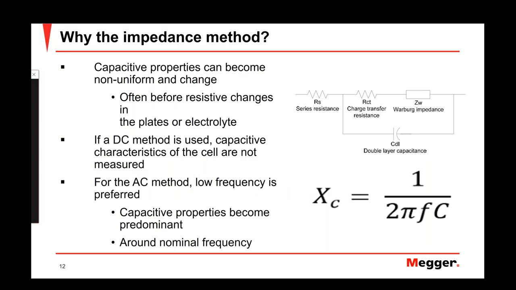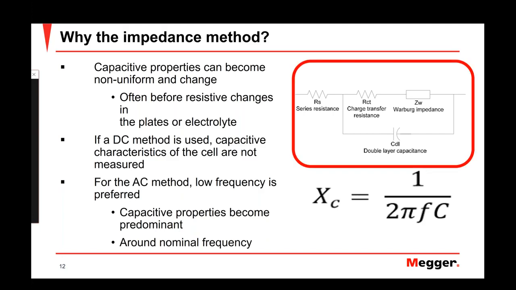Well, batteries have capacitive properties, and that can become non-uniform over the life of the battery as the battery ages. And these capacitive properties often will change before the resistive values of the battery. So by applying the impedance method, it's going to allow us the ability to identify problems more quickly than if we were to utilize the DC resistive method.